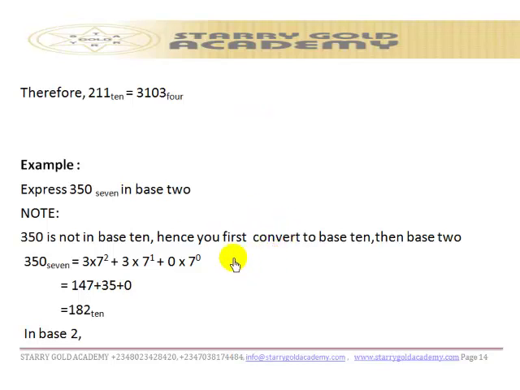So in other words, you have 3 times 7 to the power 2, because the 3 is in the hundreds place, plus 5 times 7 raised to power 1, plus 0 times 7 raised to power 0.